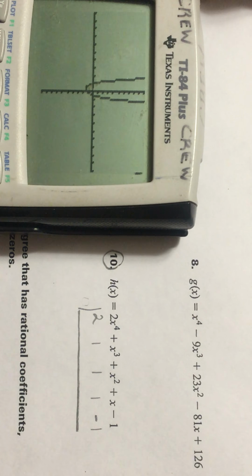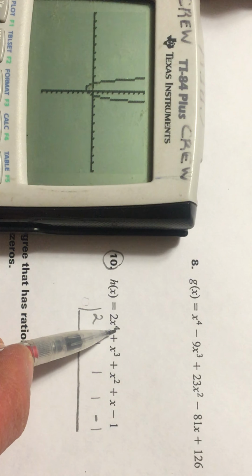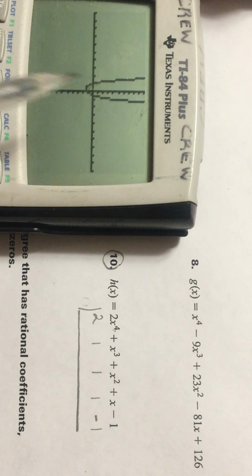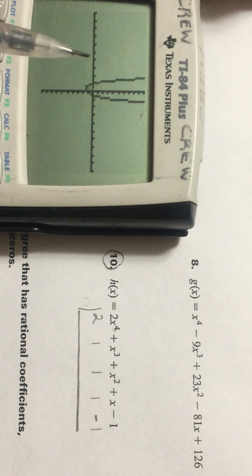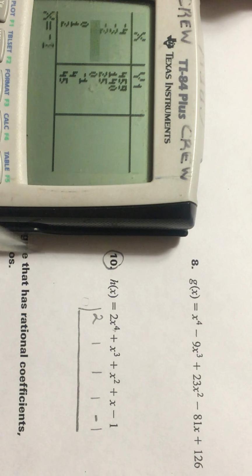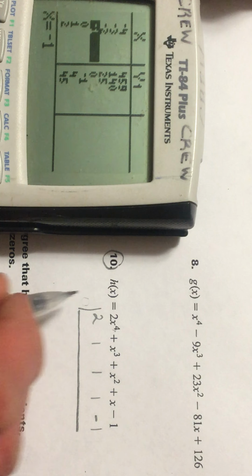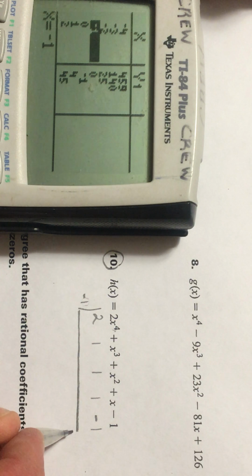Okay, so just looking at this, we have a degree of 4. I should have 4 answers. It crosses twice. So I'm going to have 2 reals and 2 imaginaries. So it looks like -1 and, I don't know, maybe a half. So let's confirm -1. Okay, so I'll begin there. That's my only one that I can tell for now. So I should have a remainder of 0.